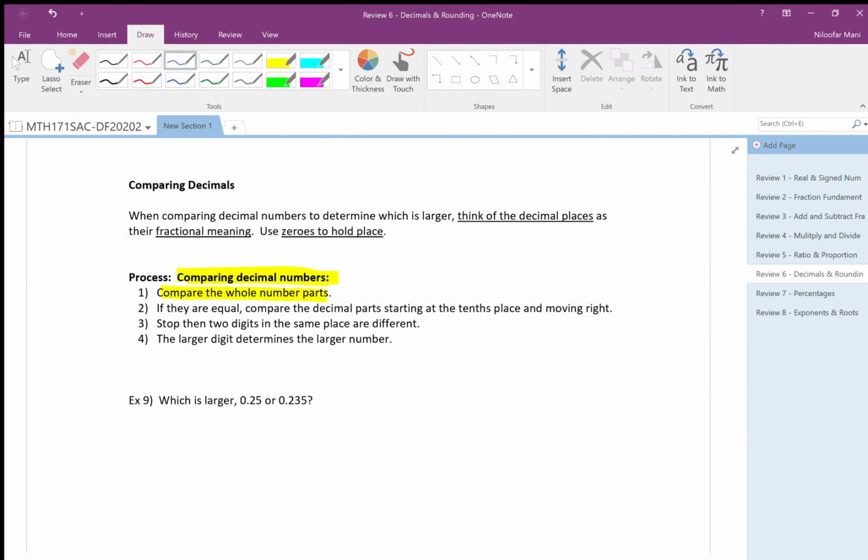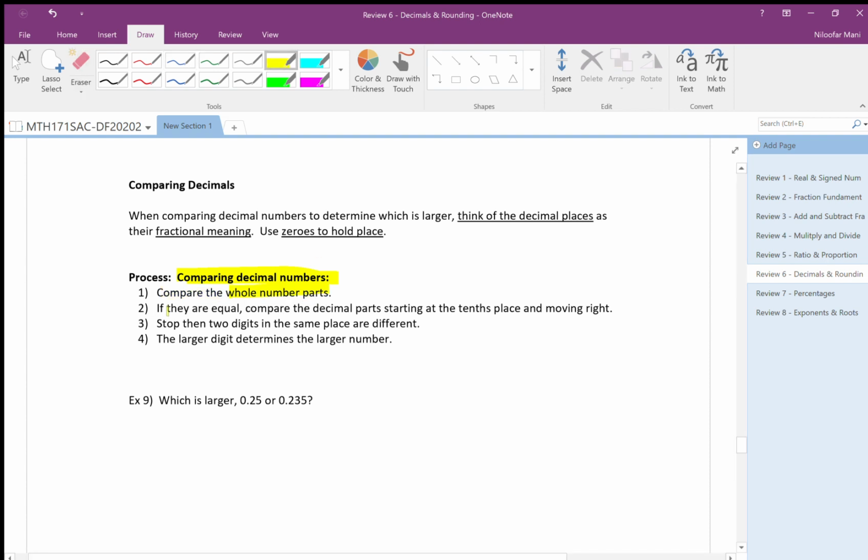So maybe you see the whole number, and if one of them is bigger, you don't need to even continue to the decimal part. For example, I have 5.1 and I have 50.1. Which one is bigger? Of course 50 is bigger. So you compare just the whole number first.